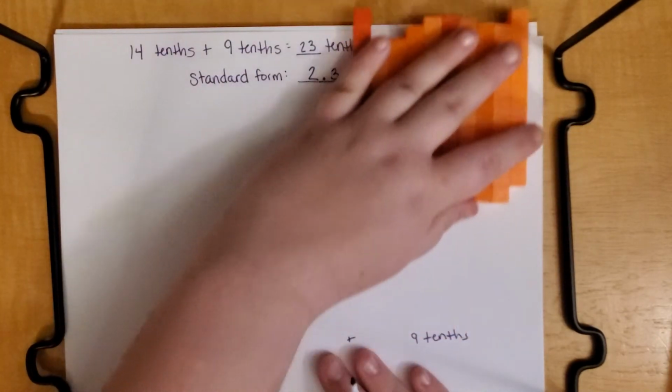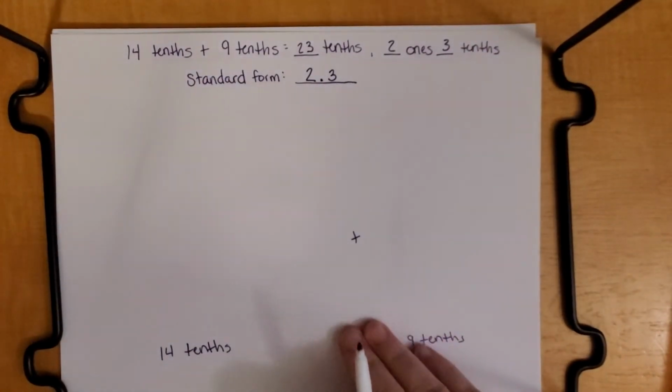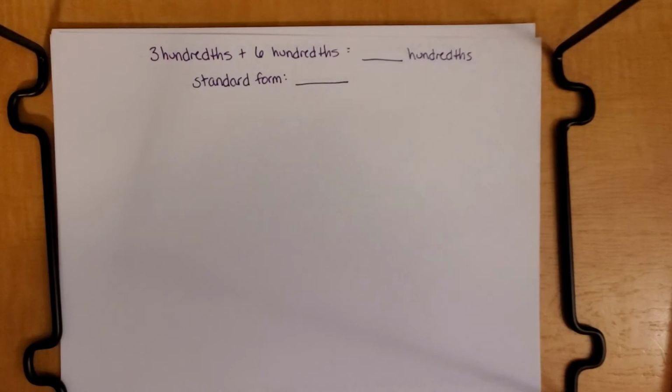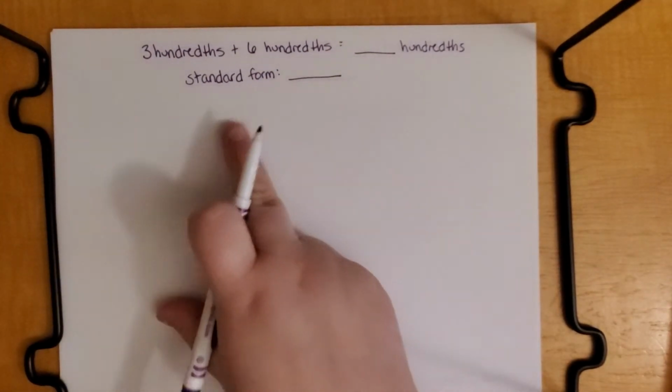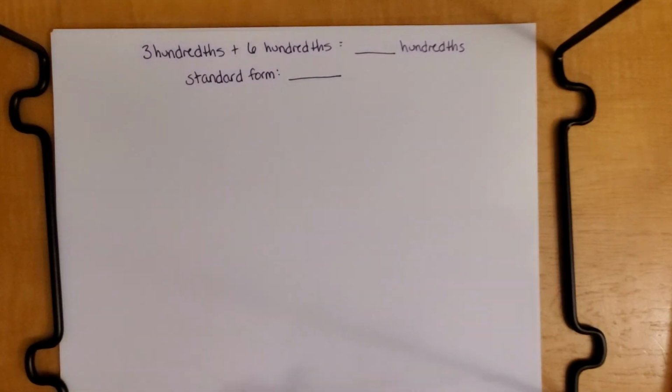If you can beat me to it, good for you. Let's pull this one off. Here was the next one on that lineup. It says 3 hundredths plus 6 hundredths is how many hundredths?